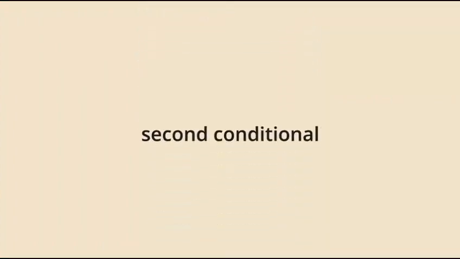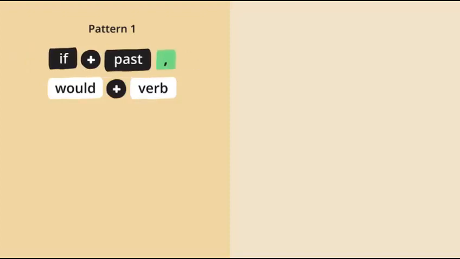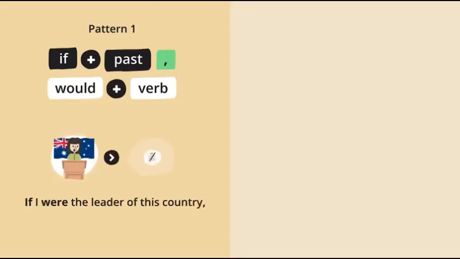The most common second conditional pattern is if plus past, would plus verb. Don't be confused by the past verb in the if clause. We use the second conditional for a present or future situation. Note that we use a comma after the if clause. For example, if I were the leader of this country, I would make many changes.